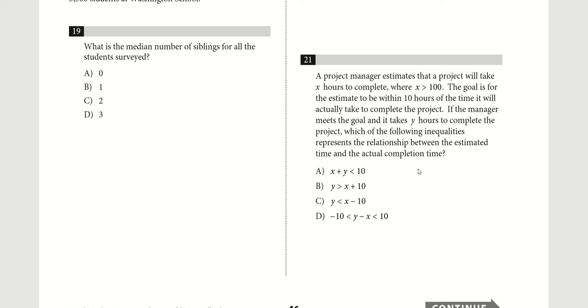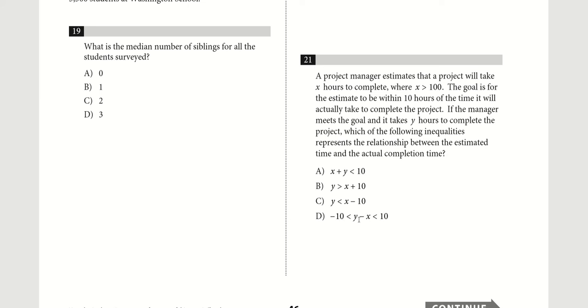Okay, so let's see. The sum of them can't be less than 10 because we know that X already has to be over 100. B and C don't really reflect the situation either, right? Because again, we want X, our estimate, to be within 10 hours of Y, the actual time. We want the difference between these to be less than 10. And that's really only reflected by D, where negative 10 is less than or equal to Y minus X, which is less than or equal to 10.